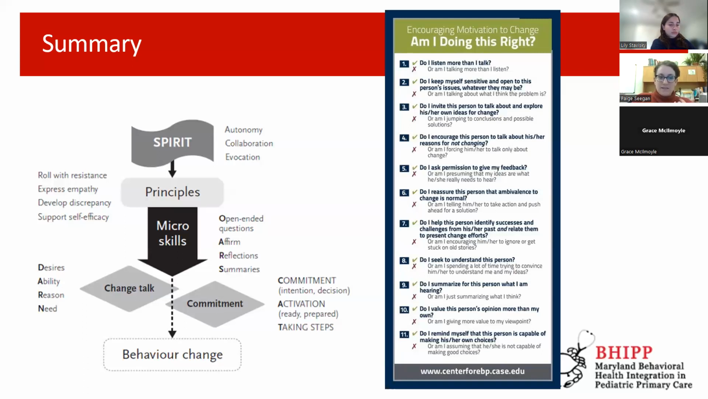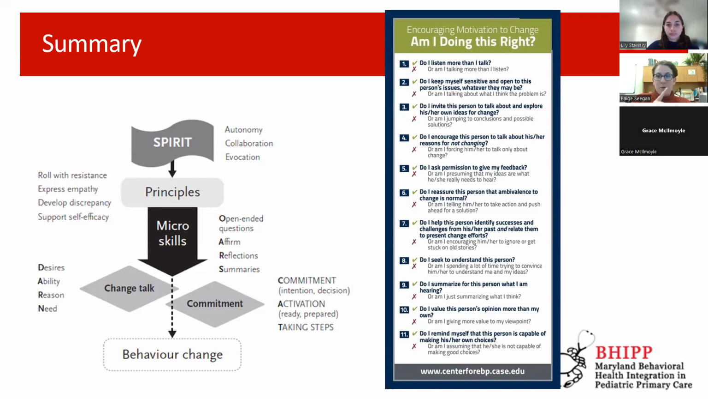You want to, again, express empathy. You want to develop the discrepancy between current behaviors and values. And then you want to support self-efficacy by recognizing and referring back to past successes of the patient, the strengths of the patient, skills of the patient, and again, instilling a sense of optimism that they have the ability to change.